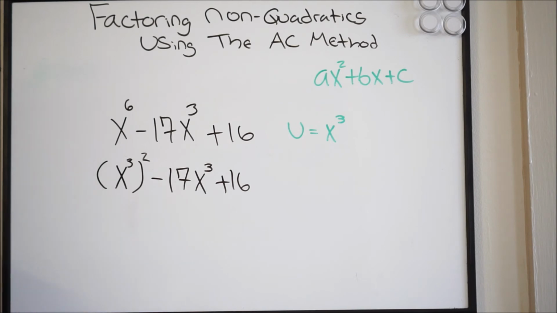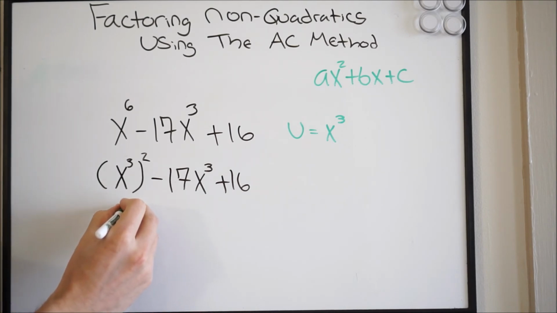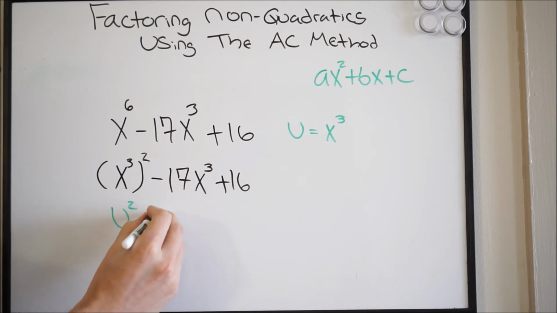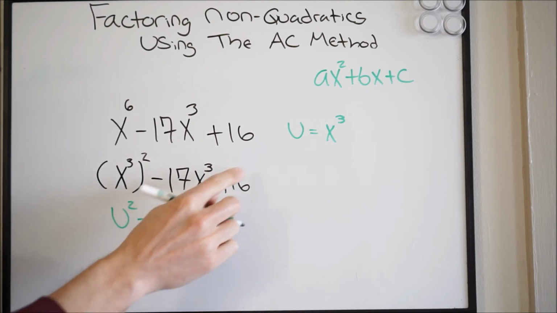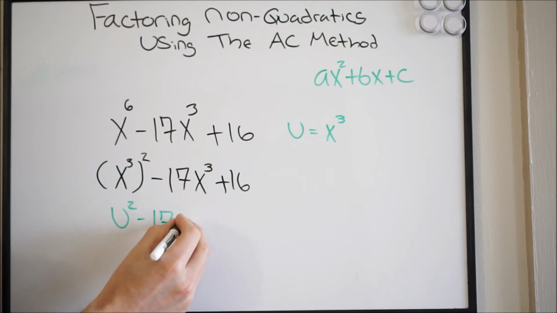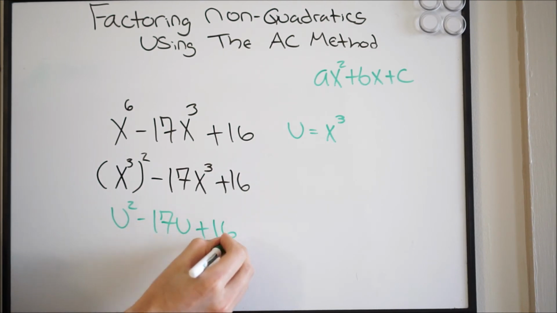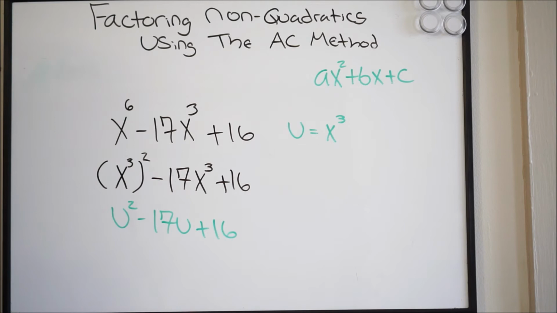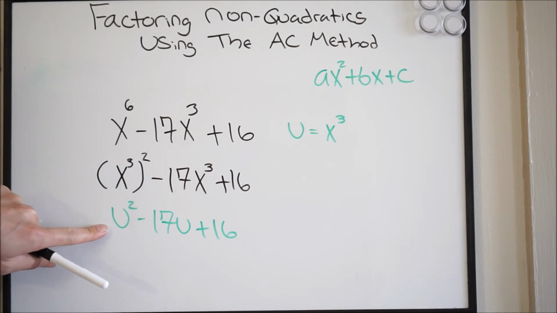So when we do that, we'll plug it in with a u, and then this will be squared, minus 17. And again, here's another x cubed, so u, plus 16.